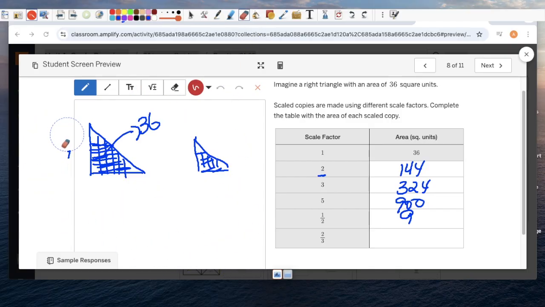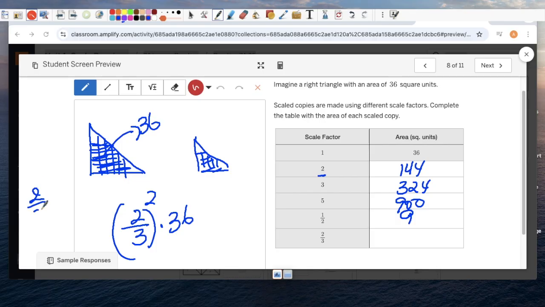Again, it's a scale factor of 2/3, so the area is going to be smaller than the original. We take 2/3, the scale factor, raise it to the second power, and then multiply by 36. 2/3 times 2/3 is 4 over 9. Now we take 4 over 9, multiply by 36. We can simplify across. 36 divided by 9 is 4.